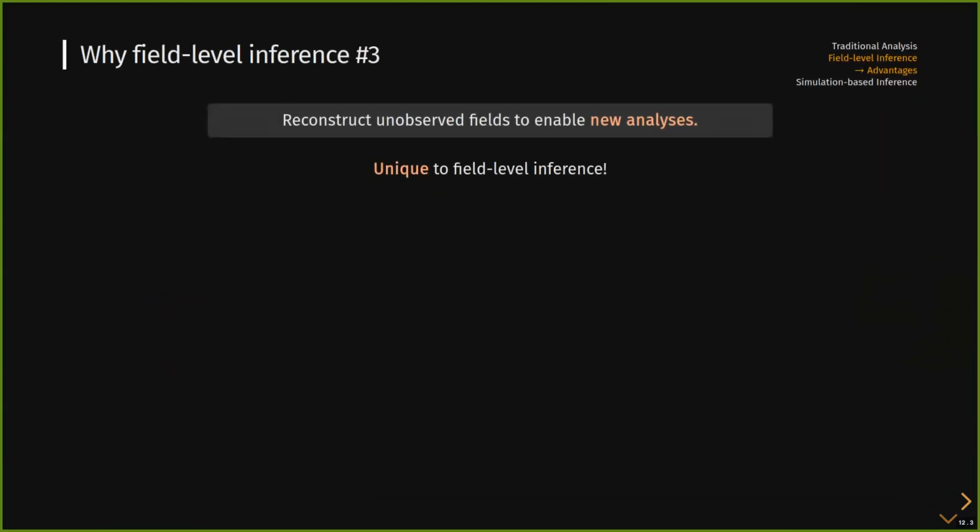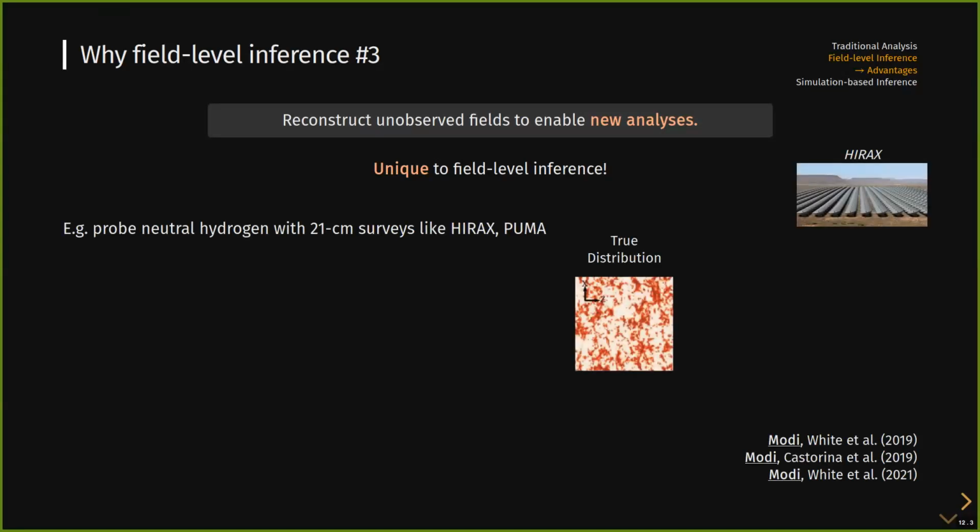The third and final reason I would give to do field level inference is that it allows you to do reconstruction. It reconstructs unobserved fields that can enable new analyses. And this is unique to field level inference. This is something that I'm most excited about in the long run to do with this kind of approach. So I would like to spend some time on this. Let's look at this with an example for 21 centimeter surveys, where we probe neutral hydrogen with surveys like HIRAX and PUMA, which hopefully will come up.